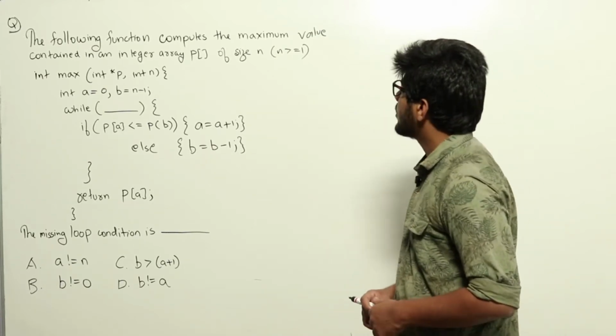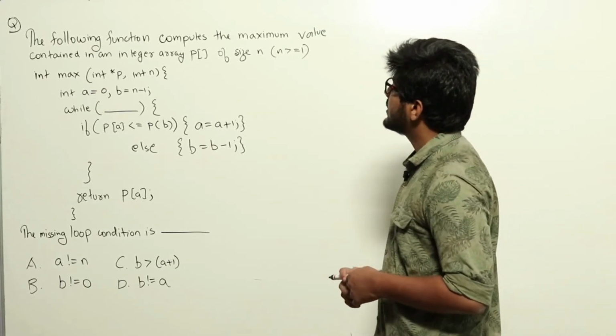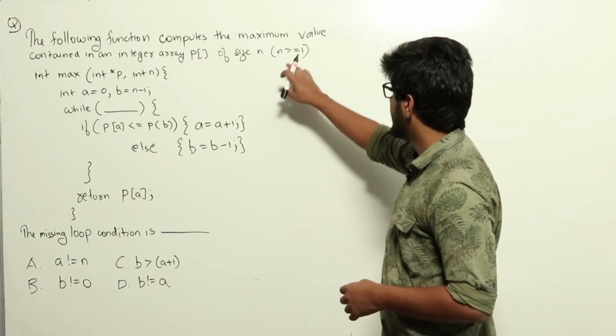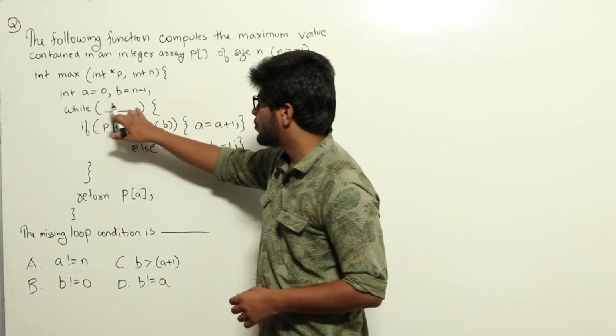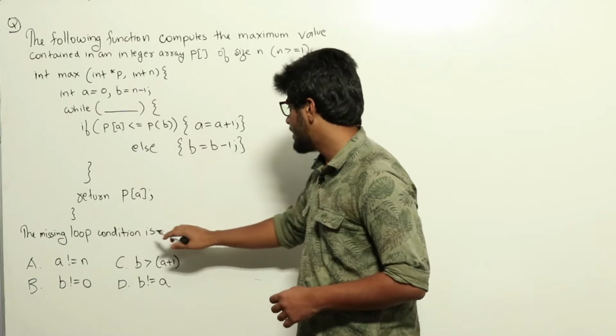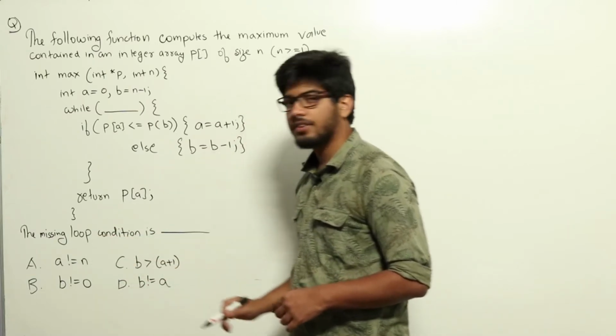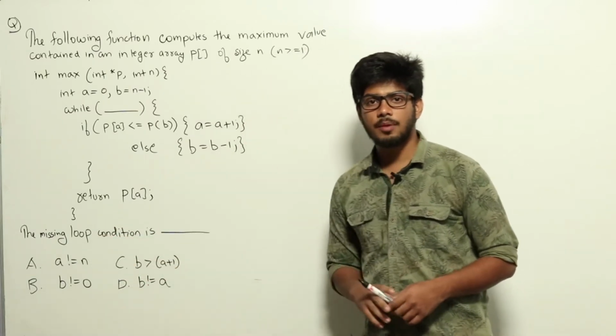The following function computes the maximum value contained in an integer array P of size n. The code snippet has been given. We have a missing loop condition here. The missing loop condition is dash, and 4 options have been given. So this is a C programming question.